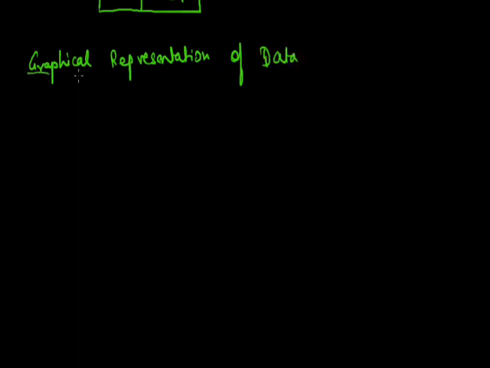Now we'll see how to convert the data into graphical form or pictorial form. So we'll start with the graphical representation of data. The first method to represent data graphically is the bar graph. Now what is a bar graph?